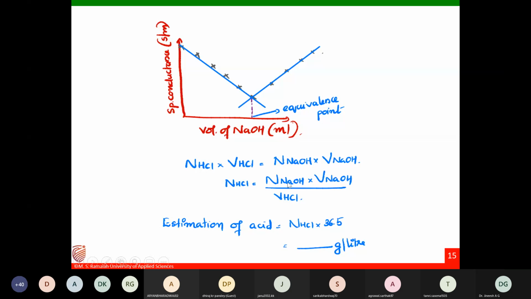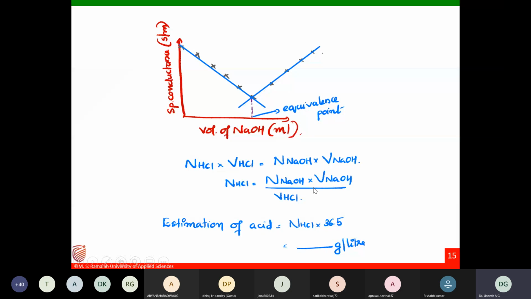Understood? 0.4. When you start your experiment in the lab, I will give you that value, into volume of NaOH. This is the equivalence point. So from here to here, how much volume of sodium hydroxide? From the graph, from the equivalence point, you will get the volume of NaOH. So that is known to you, divided by volume of HCl. You only took HCl in the beaker, right? So you know the volume, 25 ml. I told you, 25 ml.